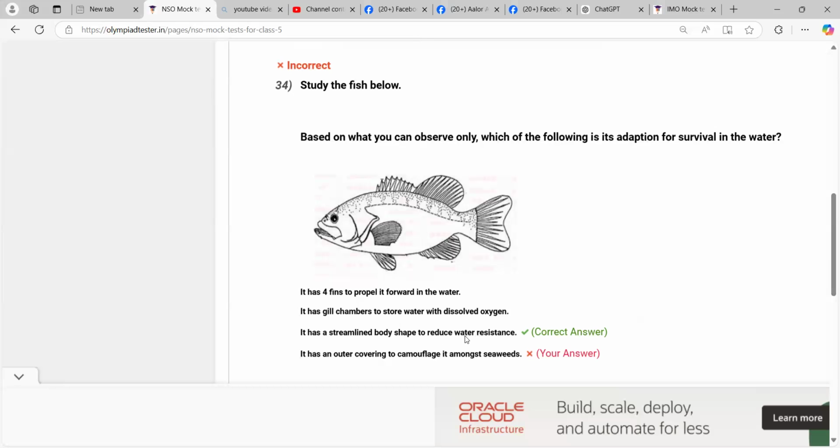How can it do that? Because its body is streamlined in that position. It can cut through the waves and it can swim. So this should be your correct answer. It has an outer covering to camouflage it among seaweeds. No, it is wrong.